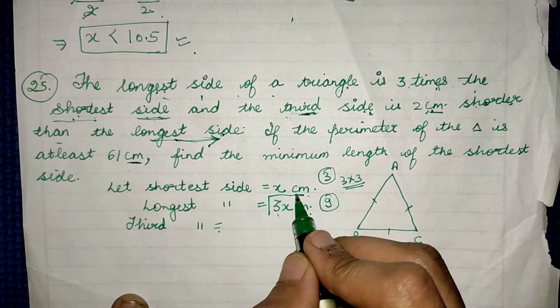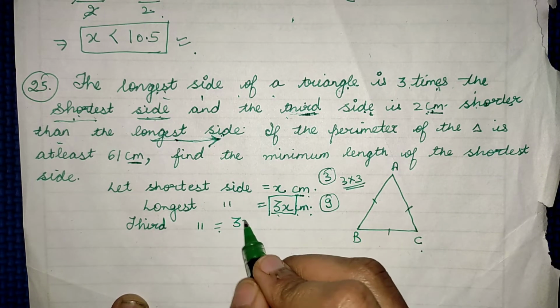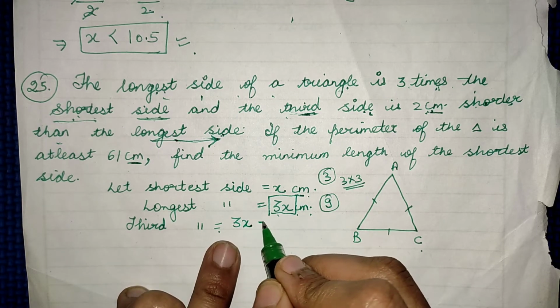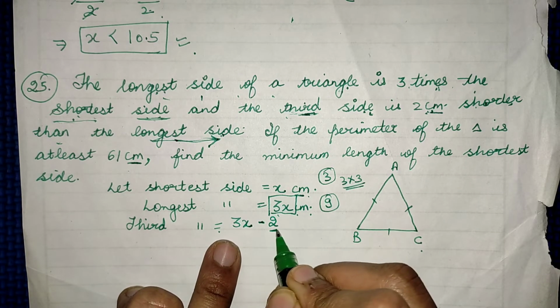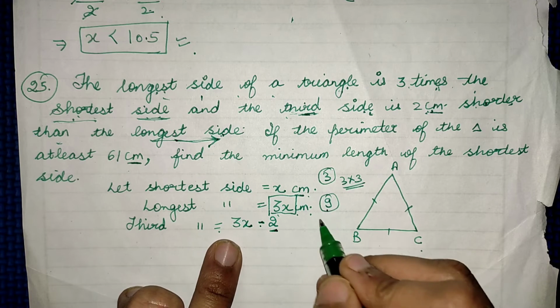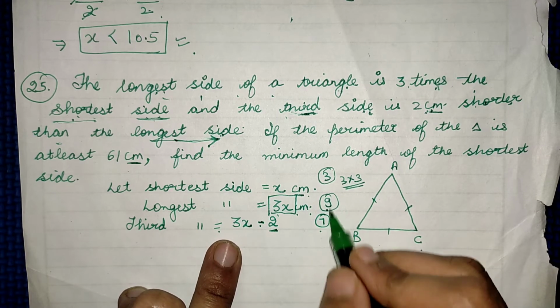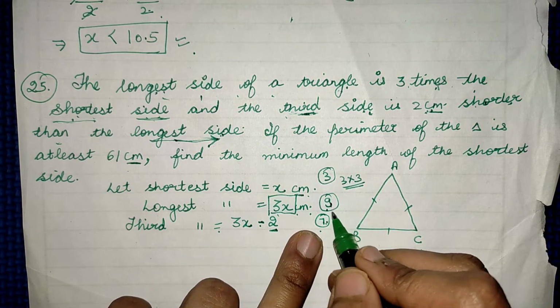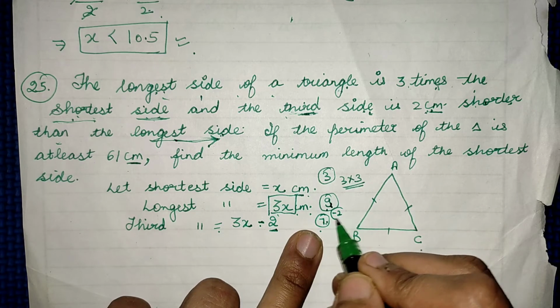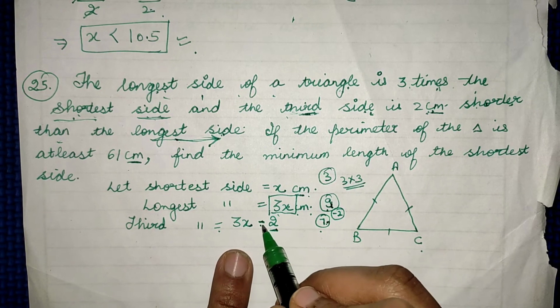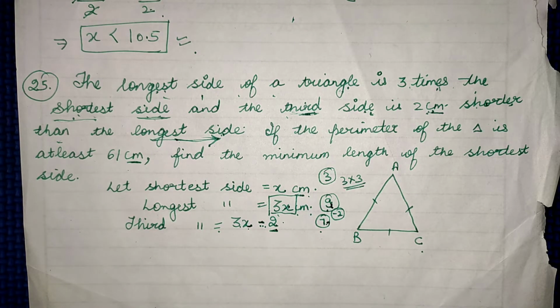So what is our longest side? The longest side is 3x and the third side is 2 centimeter shorter. If this is 9, then it will be 7. So how will we get this 7? If I subtract 2 from this 9, that's the same thing I have done here. I have subtracted 2 from 3x.